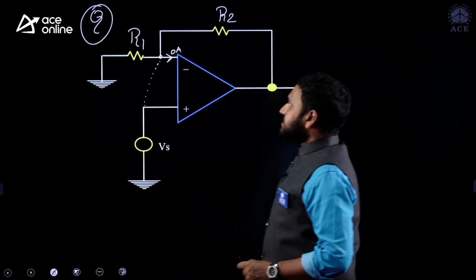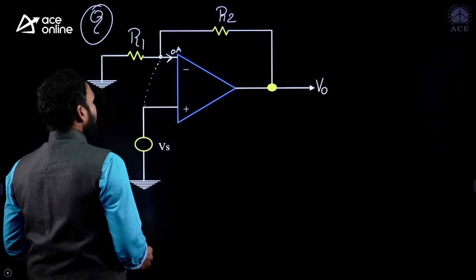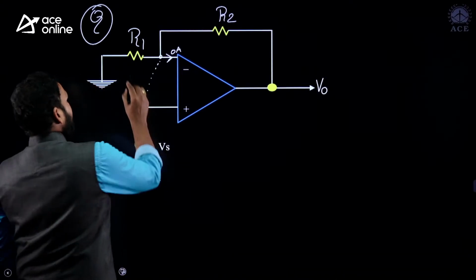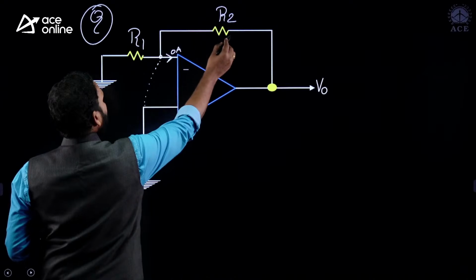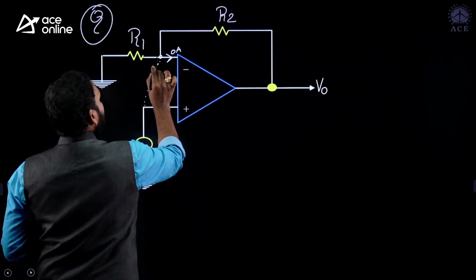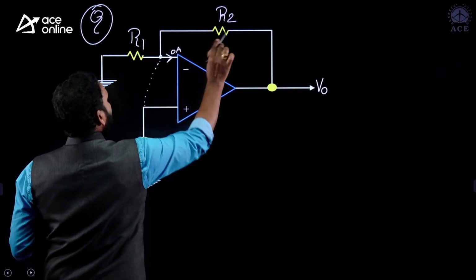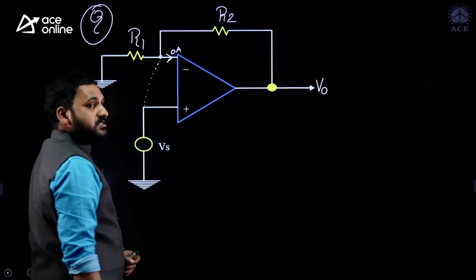Sir, you said KCL, sir? Yes, of course. What do you know about KCL, my dear friends? Entering current is equal to leaving current. If I assume some current is entering here, the same current has to leave through R2 because the current entering into the op amp is 0.